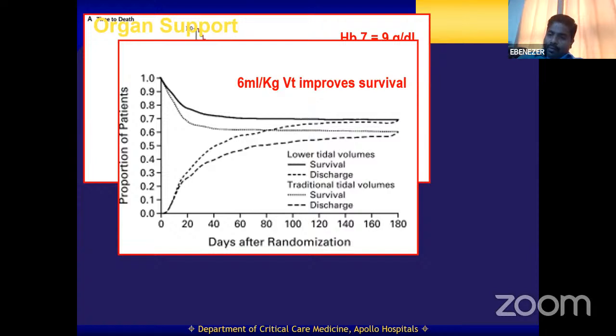Veno-venous ECMO, the new guidelines have recommended veno-venous ECMO when a patient is suffering from severe ARDS not responding to conventional therapy. Another thing is when a patient is having moderate to severe ARDS, they have advocated a high PEEP strategy. Okay, these are all some guidelines which have been formulated, and the new guidelines have come through. You have to go into detail later on.